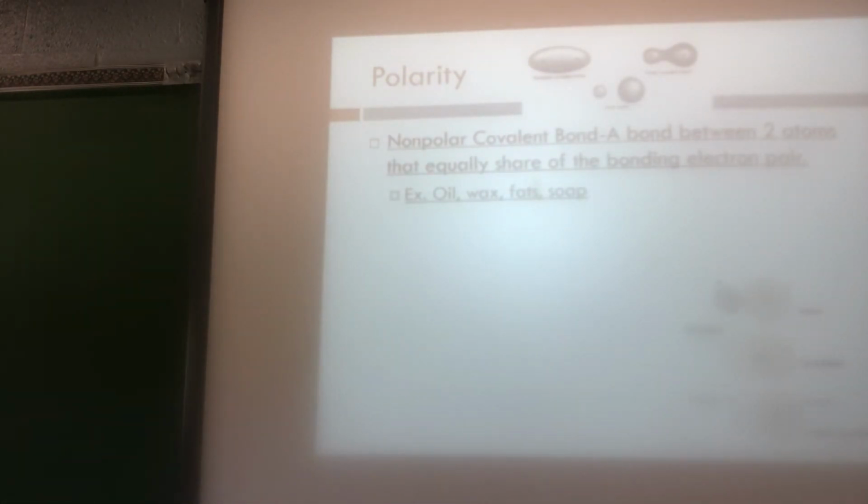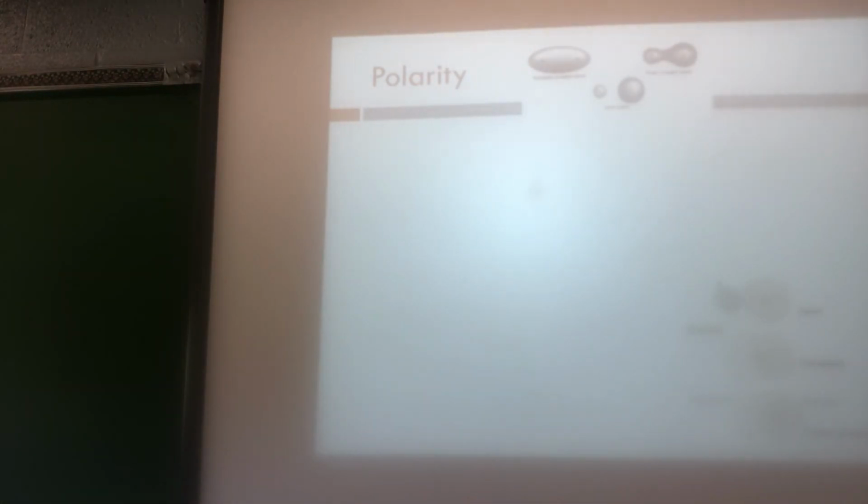If I have a cookie, and I split it down the middle, and I take half and I give her half. Are we sharing the cookie? Yes. Are we sharing the cookie equally? Yes. What if I have a cookie and I go like this, and I give her half and I take half. Are we sharing the cookie? Yes. Are we sharing the cookie equally? No. And the same thing happens whenever we're looking at electrons.